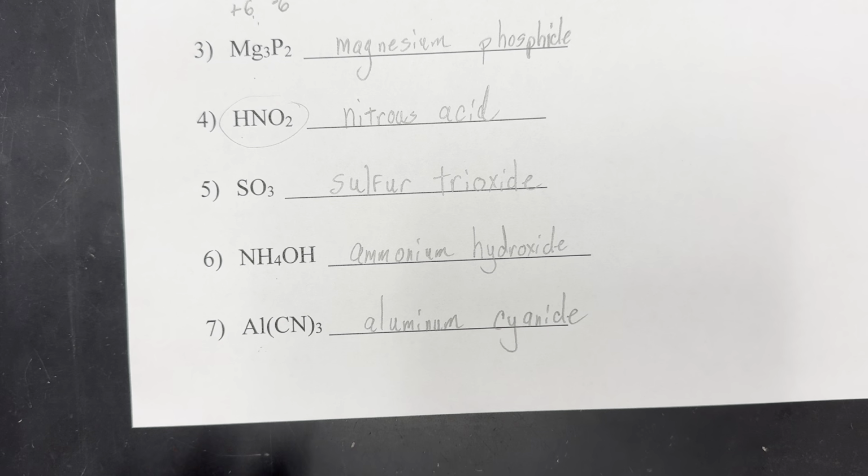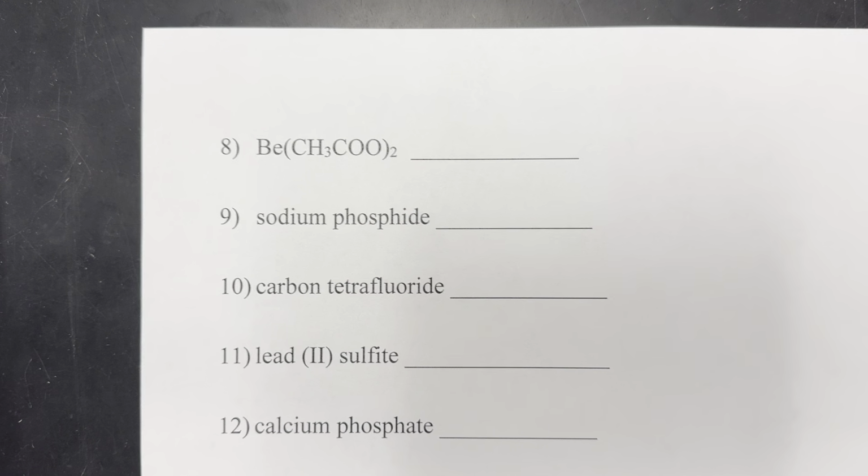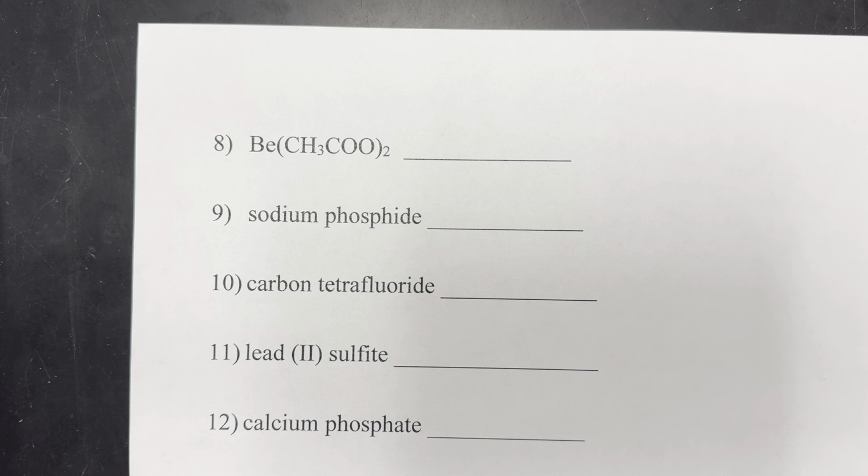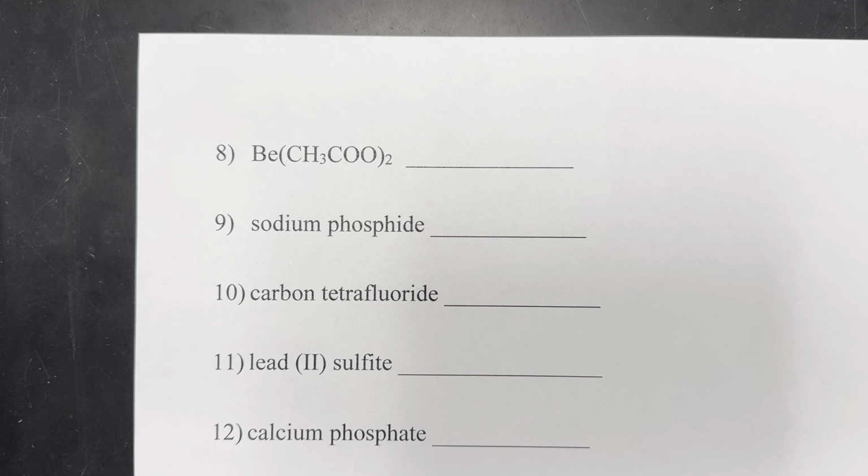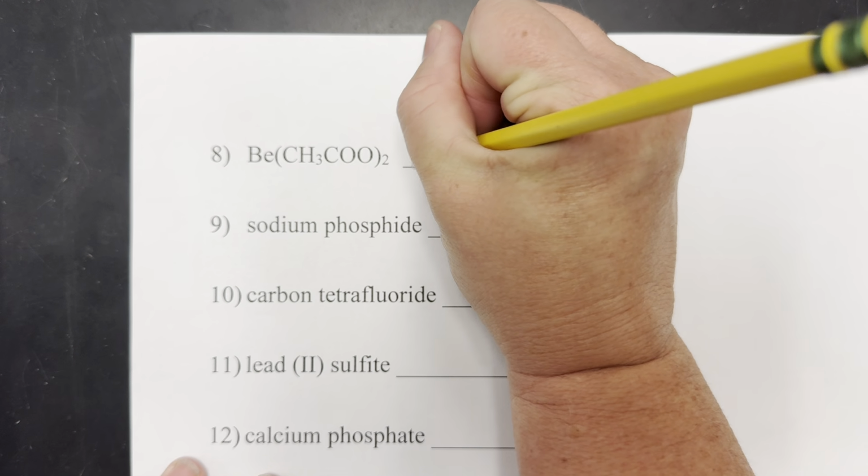Okay. All right, let's move on to number 8. Okay, so number 8, I'm starting with beryllium. Beryllium is a metal. It's to the left of that stair step. It is a regular metal. So we're just going to go on ahead and write beryllium. You do not need a Roman numeral with this.